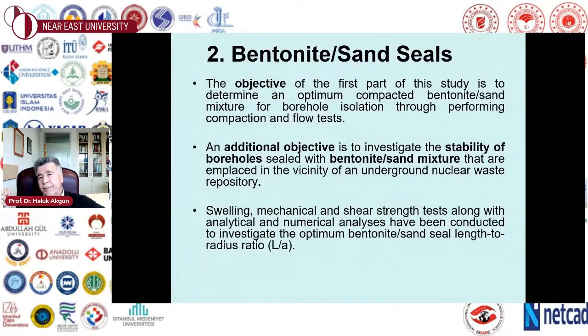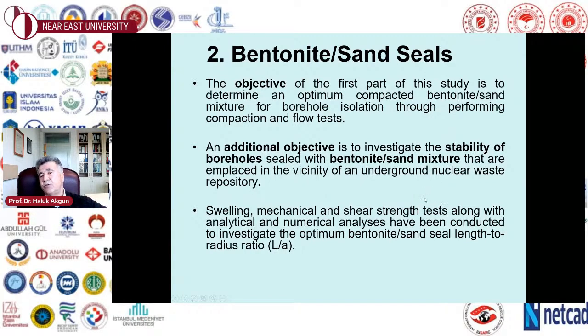So the first part is bentonite sand seals, and what we have done is we have used different percentages of bentonite in our bentonite sand mixtures. We have used 12.5, 15, 17.5, and 20% of bentonite. And we compacted this material with sand, and we tried to select an optimum mixture satisfying the regulatory requirements.